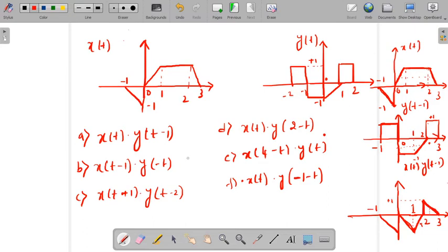Sir, screen is not visible. Sir. Okay, I'll share it.